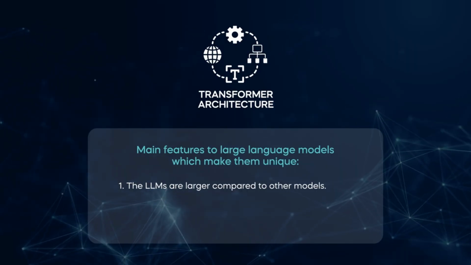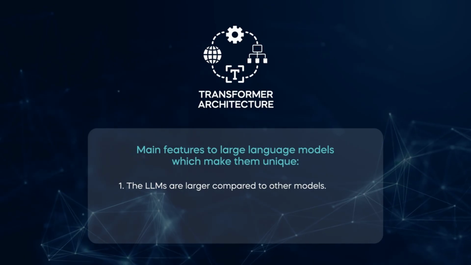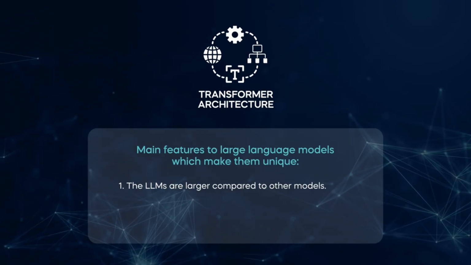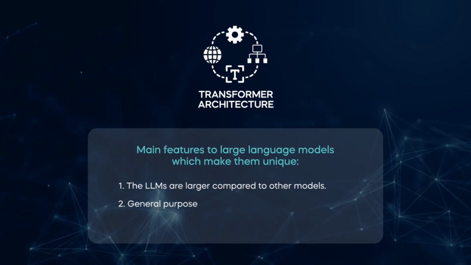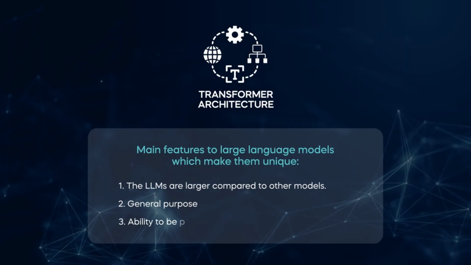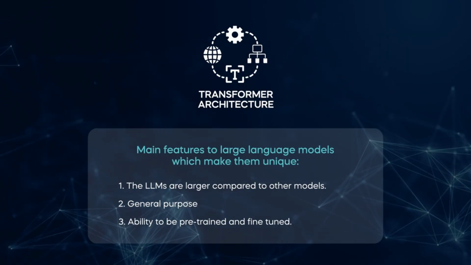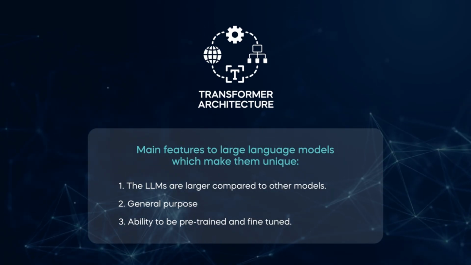Compared to other models we've seen before, these models are massive in size. Their size is one of the aspects that allows for the amazing results we've seen from large language models. The second aspect of LLMs is that they're general purpose, and the third is that they're able to be pre-trained and fine-tuned. Now, let's move on to our next lessons where we go over each of these features in more detail.